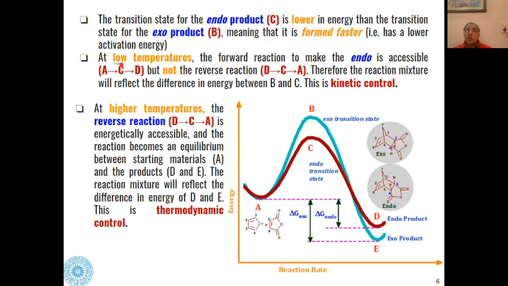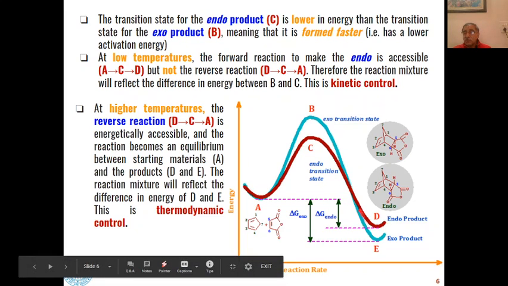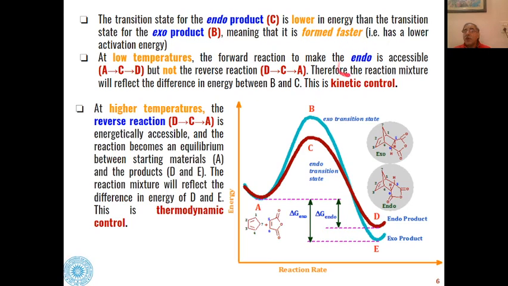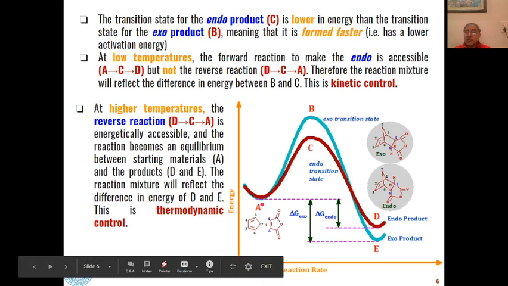So therefore at low temperatures, when temperature is low, the reaction will try to go through this mode, that is the endo transition state. So at low temperature, forward reaction will be through endo transition state, that means A, C and D. So A changes into endo transition state, and which ultimately gives us endo product D. And at low temperature reverse cannot take place, that is, this endo product formed through this transition state cannot give us back this starting material.